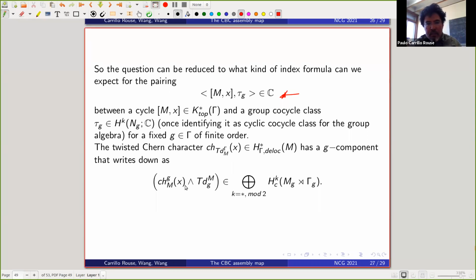So this Chern character decomposes as little Chern characters and Thom classes. In fact, for every G, the Thom classes are precisely constructed such that they commute with the component-wise Thom isomorphisms.